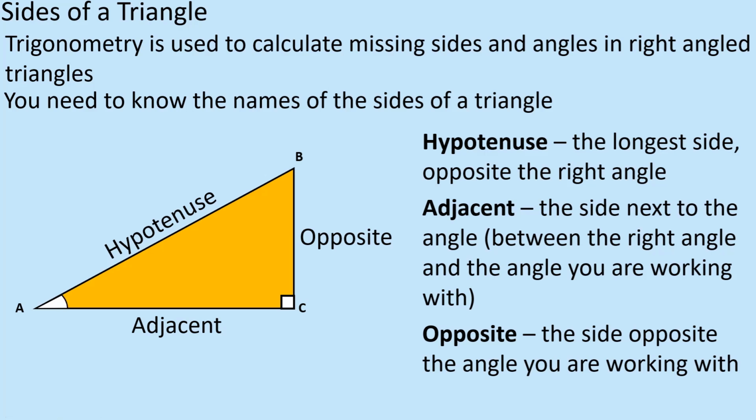And of course, that H, O, and A, hypotenuse, adjacent, and opposite, you're going to come across an awful lot more in the next few minutes. So they are the sides of the triangle.